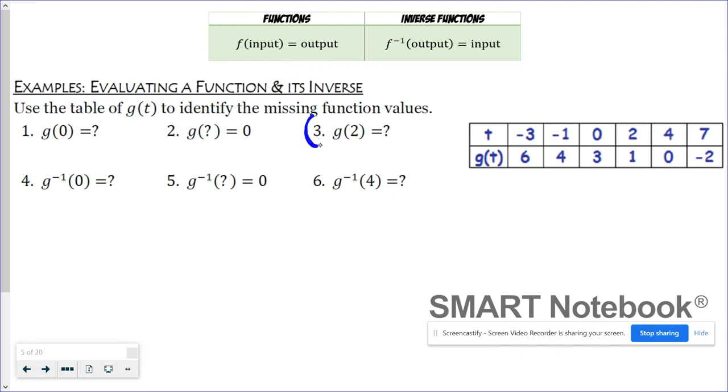And problem 3, g of 2. So this is regular function notation. What do we know? Well, we know the input is 2. So find that on your table. Find the input of 2. So the corresponding output would be 1. And that's our answer.